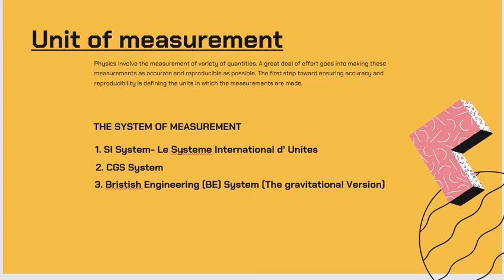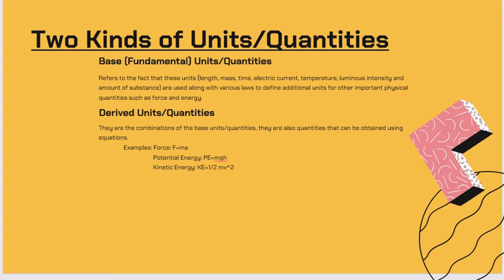Number two is the CGS system. Ito yung utilizes the system of measurement such as centimeter, unit of length, grams for unit of mass, second for unit of time. Number three, we have the British Engineering or the BE system, yung tinatawag nating gravitational version. Ito yung employs the system of measurements such as foot as unit of length, slug as unit of mass, pound as unit of weight, and second as unit of time. If you will notice, there are differences between the three systems of measurement.